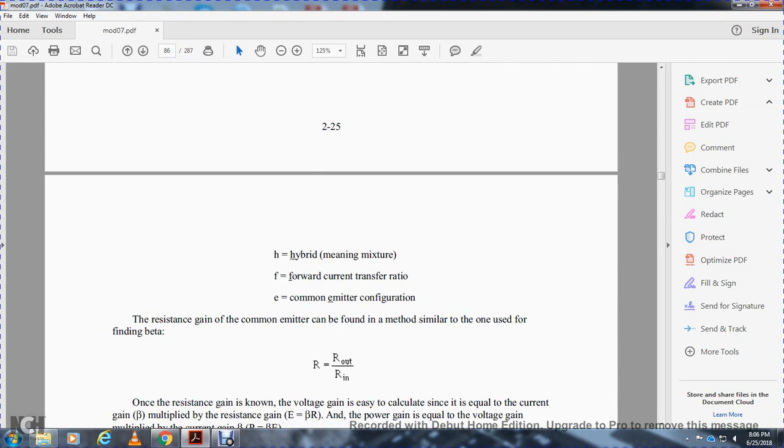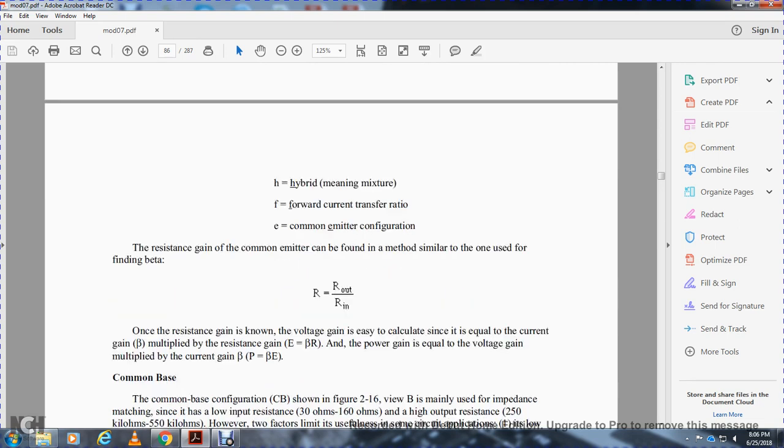The resistance gain of the common emitter is found with methods similar to those used for beta. Once the resistance gain is known, the voltage gain is calculated as equal to the current gain multiplied by the resistance gain, and the power gain is equal to the voltage gain multiplied by the current gain.